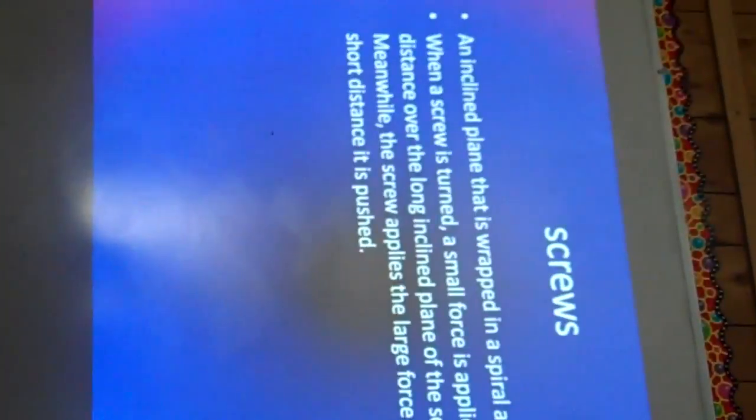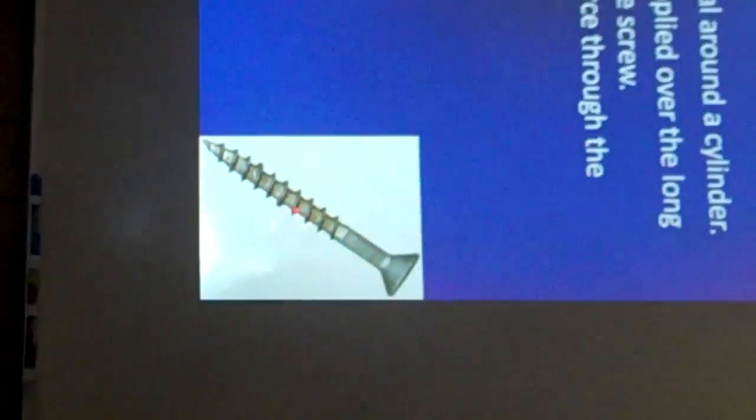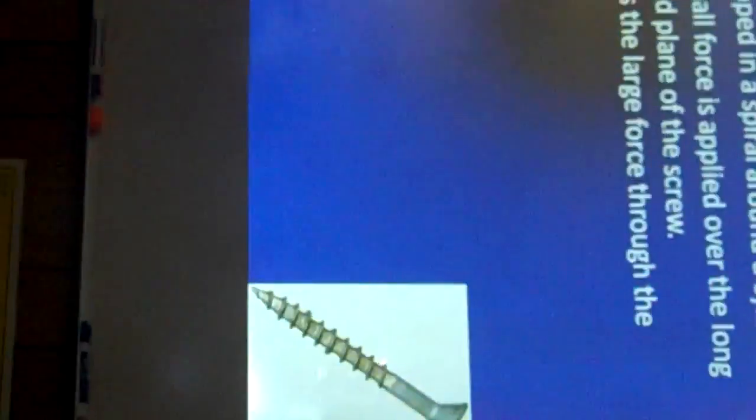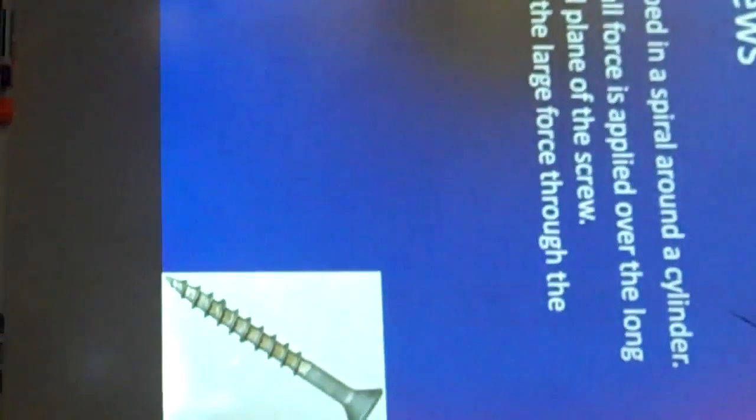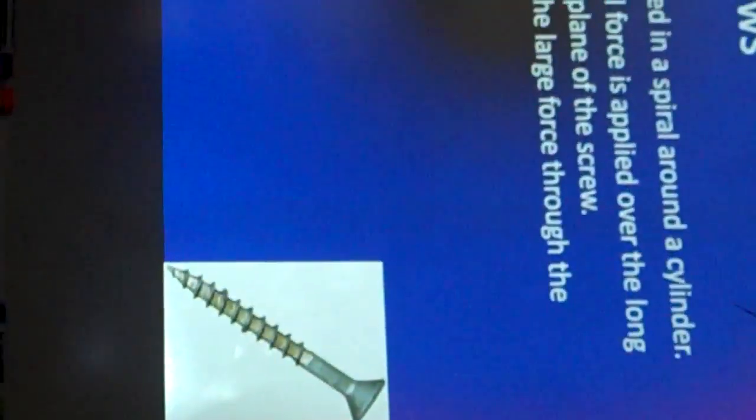Screws are inclined planes that are wrapped in a spiral around a cylinder. When the screw is turned, a small force is applied over the long distance over the inclined plane of the screw. Meanwhile, the screw applies a large force through the short distance it is pushed, and obviously a screw is a screw. The conservation of energy says energy cannot be created or destroyed, but it can change forms.